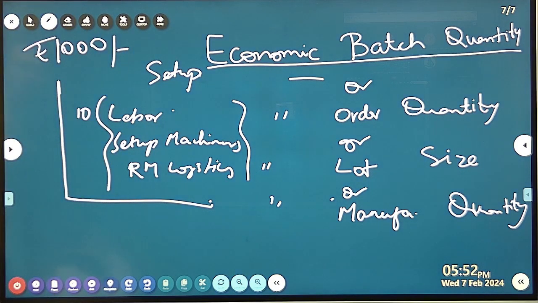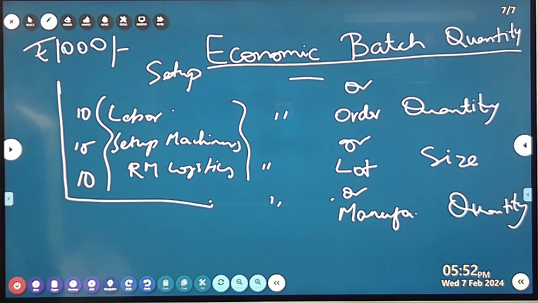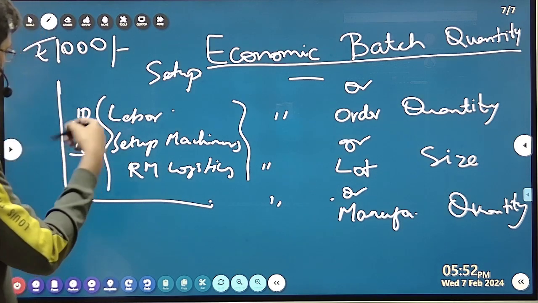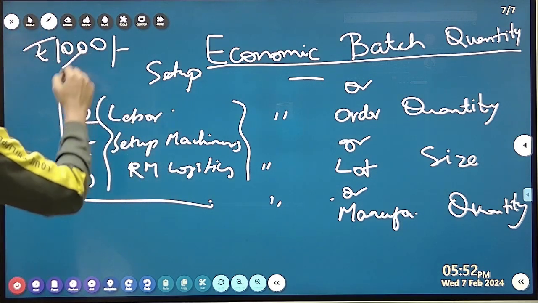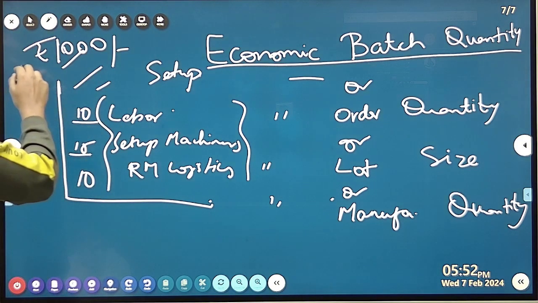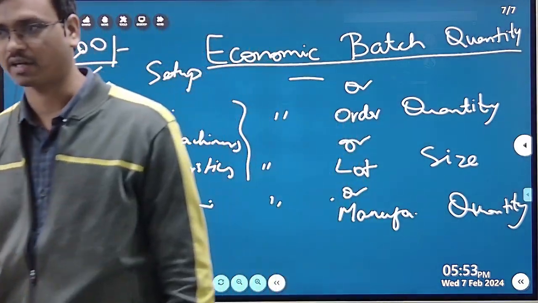And you manufacture 10 today, 15 tomorrow, 10 the day after tomorrow. So every time you are breaking it in, for every day you are starting this process again, you are incurring 1,000 rupees, right? So this is not very economic. So your 1,000 rupees of capital you are wasting, right?